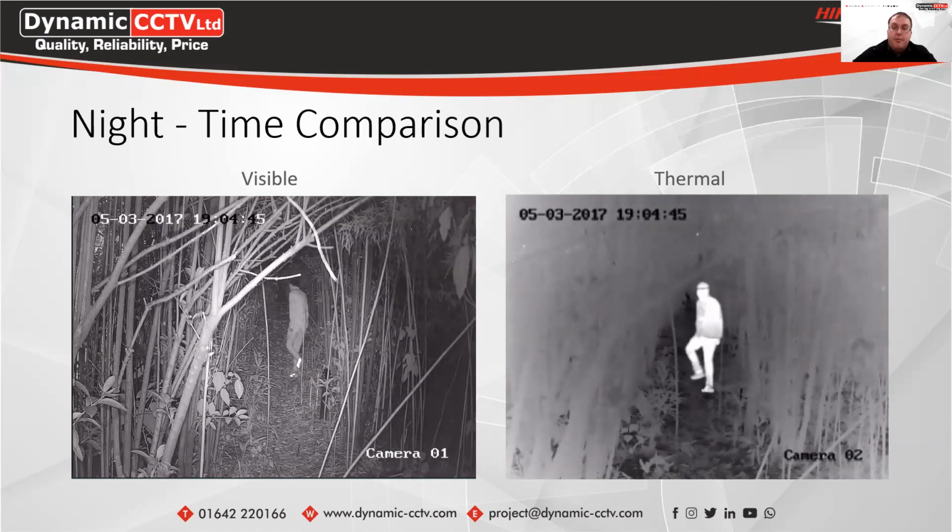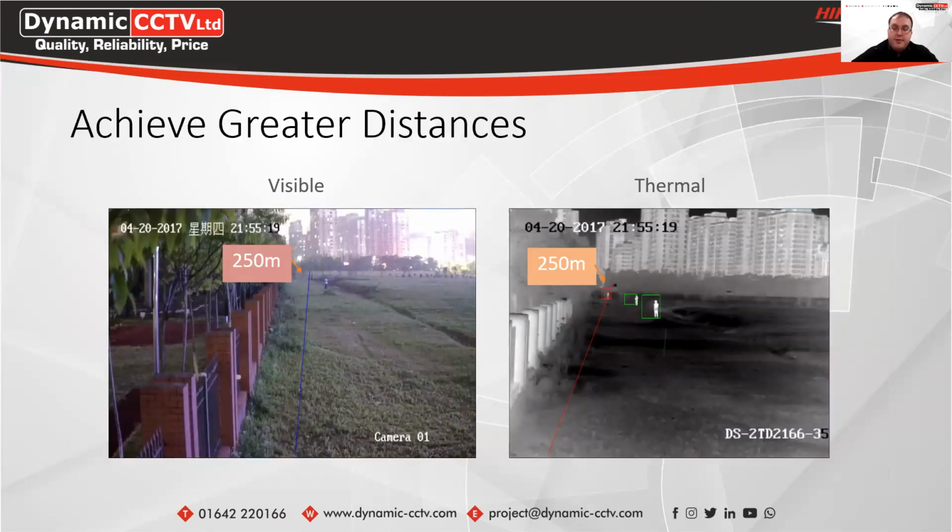Where we see thermals generally used the most now is on your perimeter, especially on perimeter fencing lines such as solar farms and wide, long distance detection. So you can see on the left hand side we've got a standard line crossing on an optical camera, and we've got a person that's 250 meters away, which you can't really see at all on the optical image.